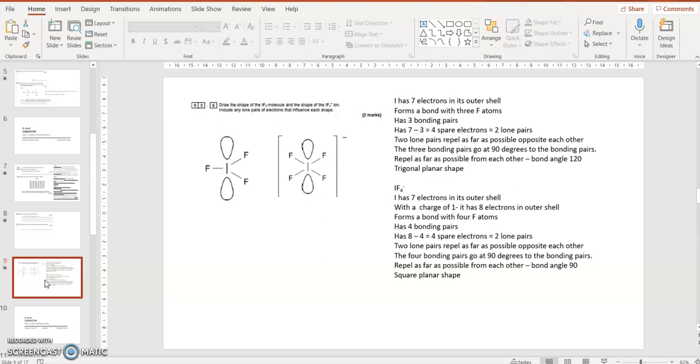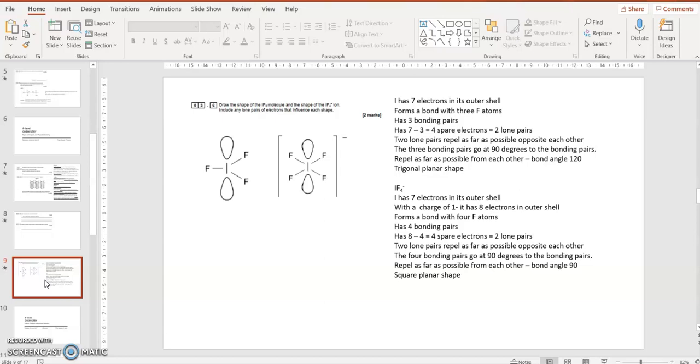Let's have a look at IF4 minus. Iodine, group 7 electrons. It's the central atom because there's only one of those. 7 electrons, one more for the minus. It's got 8. 4 Fs come along, bond 4 of the electrons. There are 4 left over, 2 lone pairs. 2 lone pairs go up and down because we've hit the magical number of 5 in total, and the 4 Fs are then left in a square planar shape, in the plane, in a square.